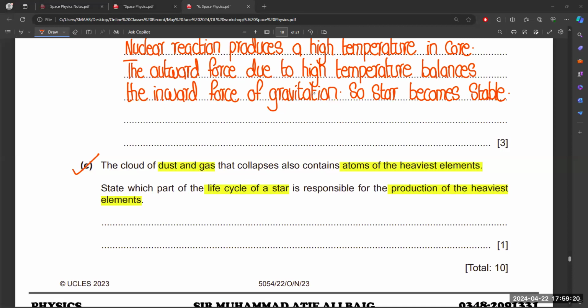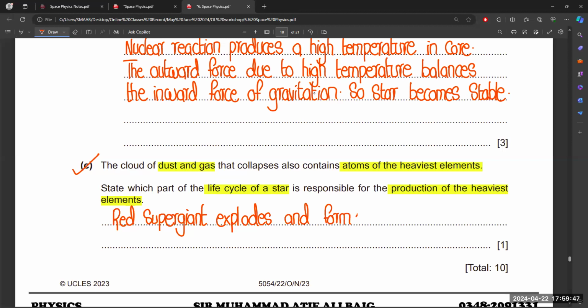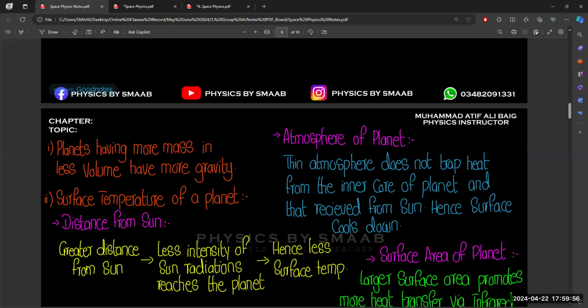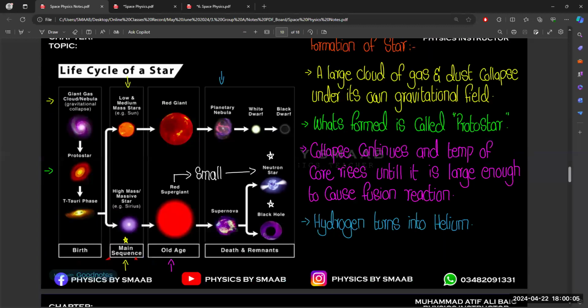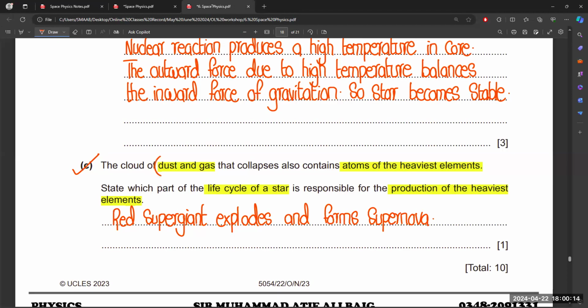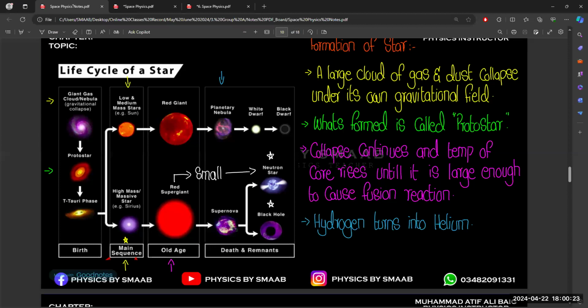So we have a supernova because the red supergiant explodes. Supernova is the answer. From this life cycle, you can see a red supergiant converts into a supernova, and the supernova also produces the same dust and gas particles. So they are also asking about the concept of dust and gas. In a supernova you are getting the same thing, and that is also because of heavy elements.